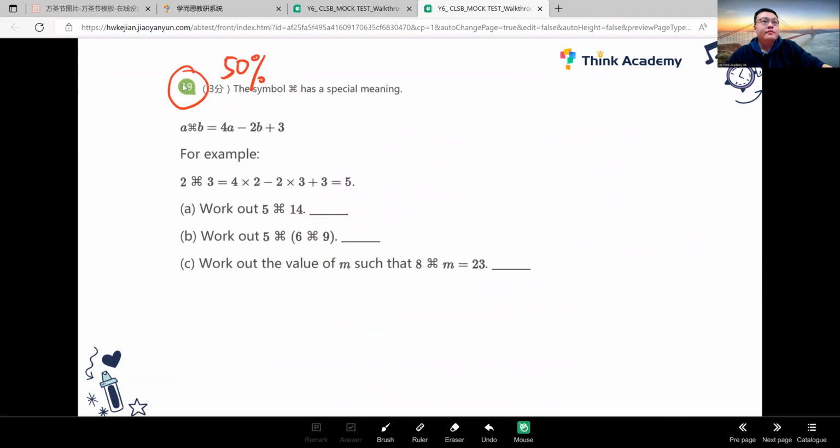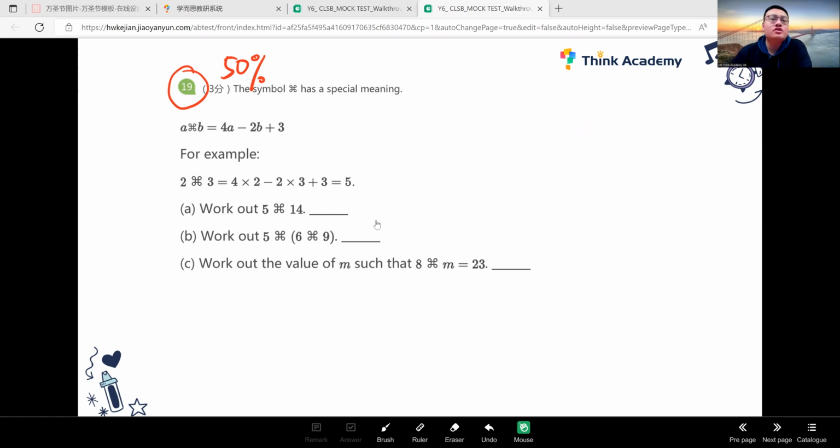Next one, question number 19. This symbol has a special meaning. A symbol B equals 4 times A minus 2 times B plus 3. So basically it's 4 times the first number, minus 2 times the second number, and plus 3. For example, 2 symbol 3 equals 4 times 2 minus 2 times 3 plus 3. Question A, work out 5 symbol 14.